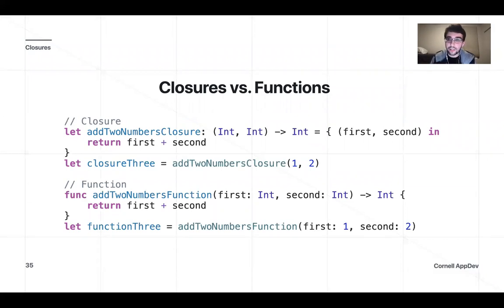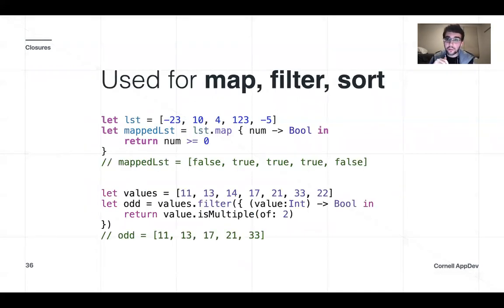We can look at some applications of how closures can be very useful. If you've heard of higher order functions like map, filter, sort, you'd use closures to do these. So they take in closures so that you can have them do specific things. For example, we have a list here of some negative numbers and some positive numbers. And say I want to convert this list into a list that has falses and trues. It's false if the number there was negative, and it's true if it's positive.